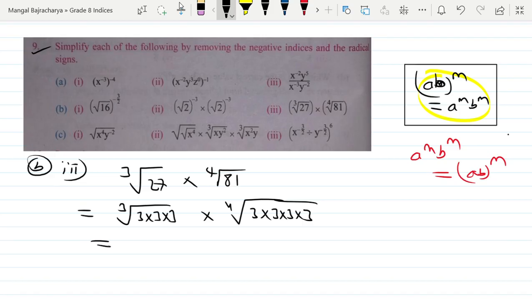So for the same number multiplied 3 times, if a cube root is there, a single value we take, that is 3. And here also, the 4th root is there and it's getting multiplied 4 times inside the 4th root with the same number, so it will be again 3. So 3 into 3, that is 9, right? Now I go with number C.